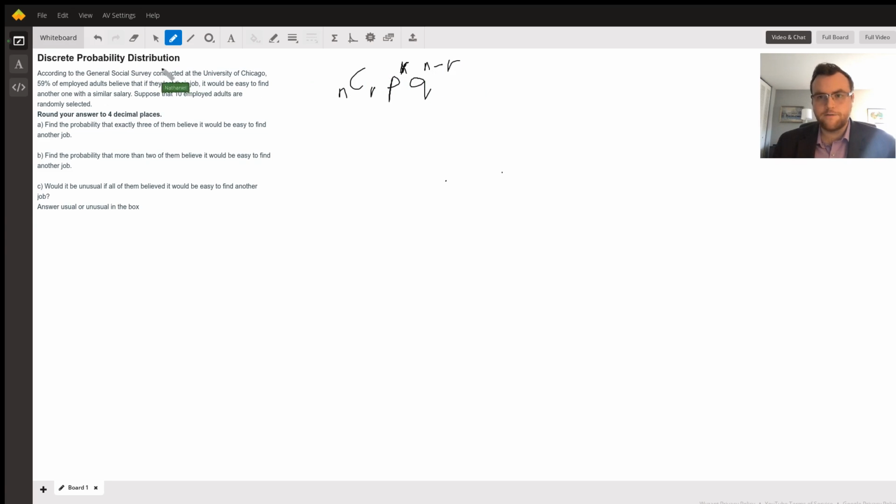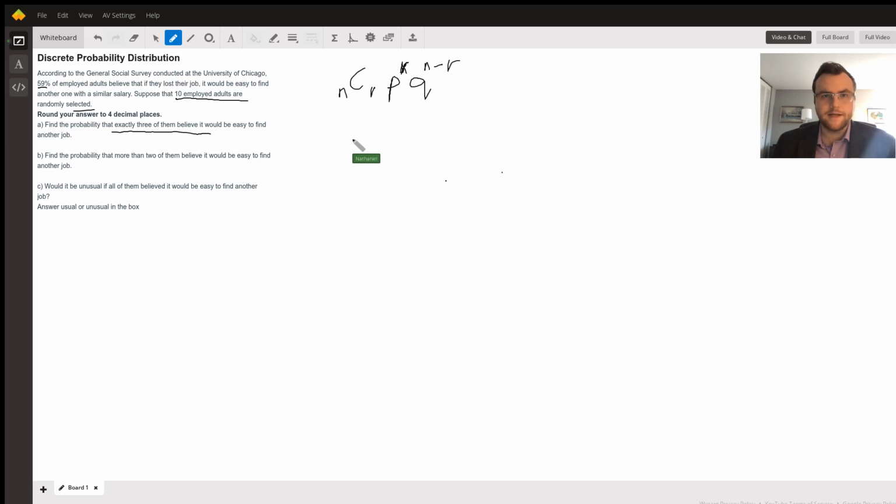Now, this may look like a lot at first, but in context, it makes a lot more sense. So in this case, we have 10 employed adults randomly selected, and we want to find the probability that exactly 3 of them believe it would be easy to find another job. And we are given our probability outcome of 59% for success rate.